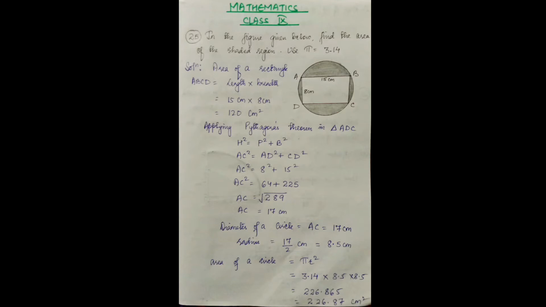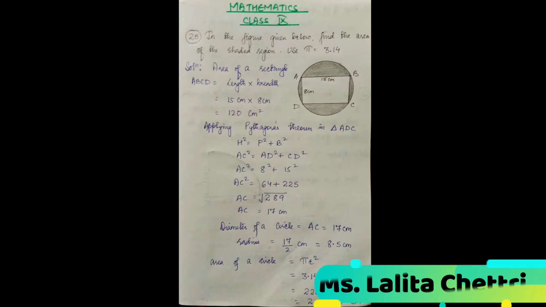So, as we have already started a new chapter, circle, and we have done a few questions in the last class. Today we are going to continue from question number 25. Here in the figure given below, find the area of the shaded region. Use pi is equal to 3.14.